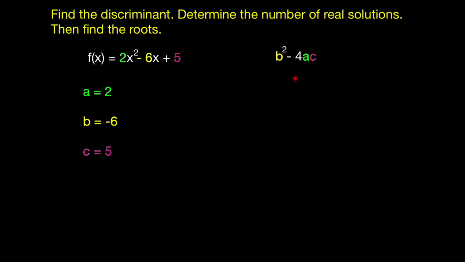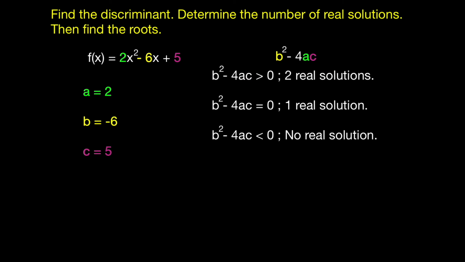Now I'm going to use this formula right here, b squared minus 4ac, to calculate the discriminant. And depending on what I get, I'm either going to get 2 real solutions, 1 real solution, or no real solutions. So let's go ahead and calculate this. My b value is -6, so I'm going to begin with quantity -6 squared. Then I'm going to subtract 4, and I have to multiply a and c. My a value is 2, my c value is 5, so I'm going to multiply 2 and 5.